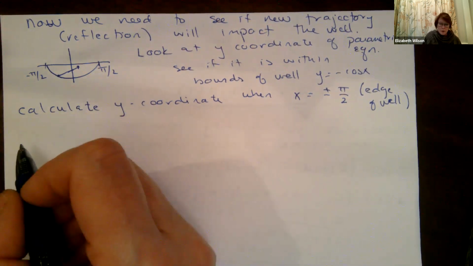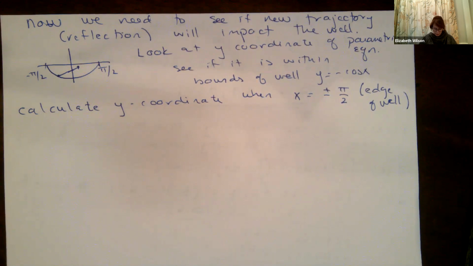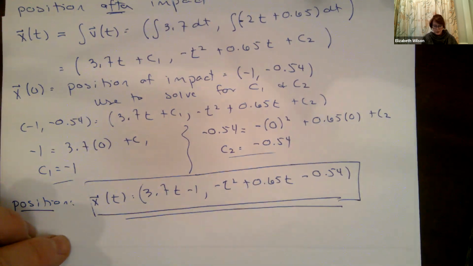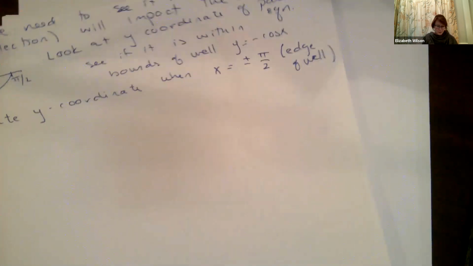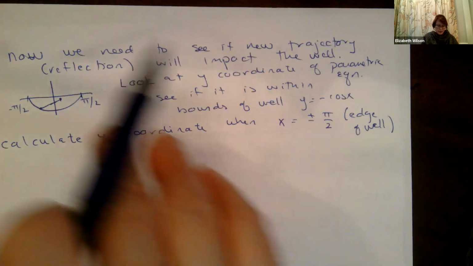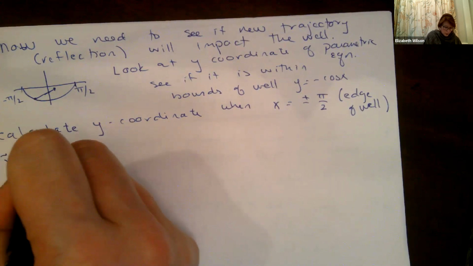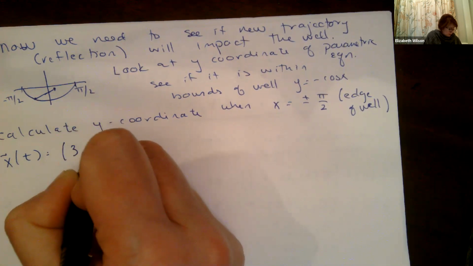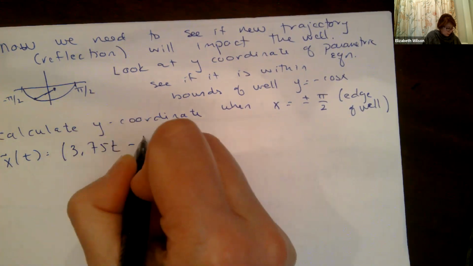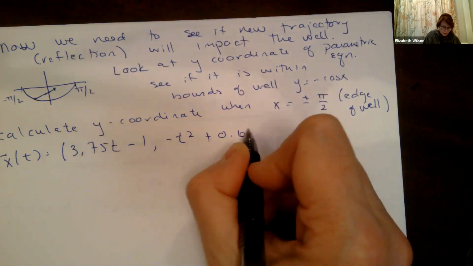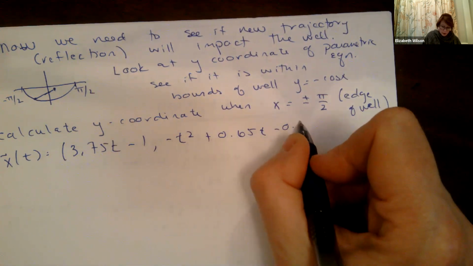So let's remember our position function. So let me get out my position function here. The position function that we just calculated, this is our reflected position function that we just calculated. Let me write that down again here. So my x of t, to remember, is 3.75 t minus 1, minus t squared plus 0.65 t minus 0.54.